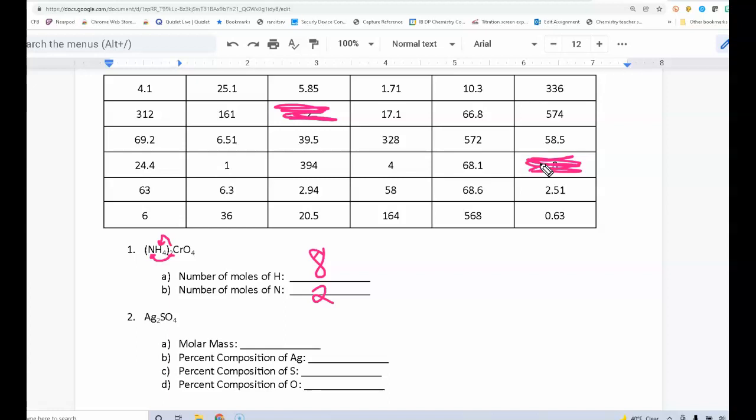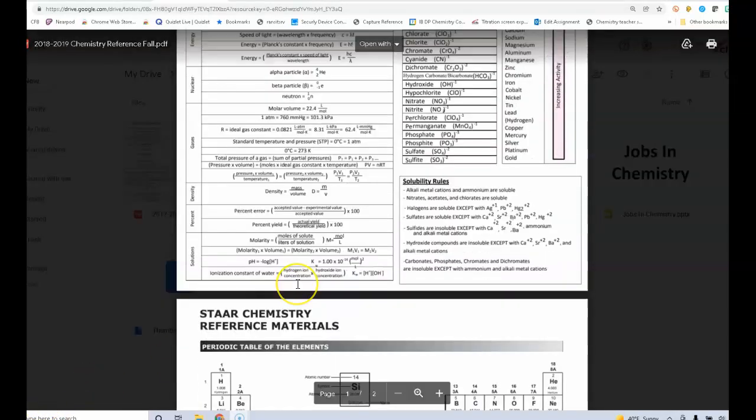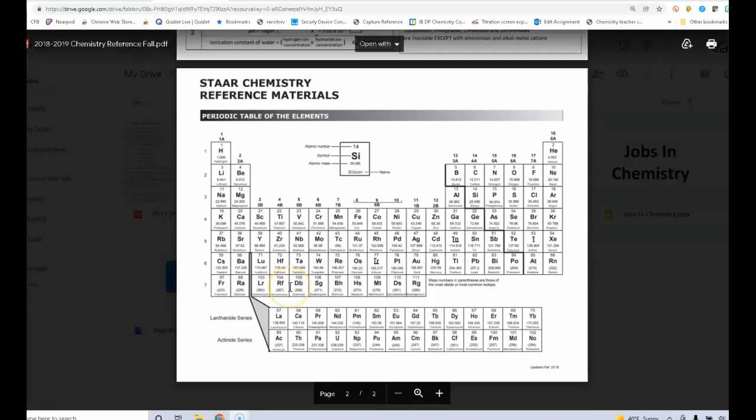And so I have Ag2SO4 right here. And the first thing I need to do is I need to calculate a molar mass. So I'm going to use my periodic table for that. Okay, so I go and I find my periodic table. So here's a copy of my periodic table. And the first thing that I'm going to need to do is find the molar mass of Ag. So here's Ag right here.